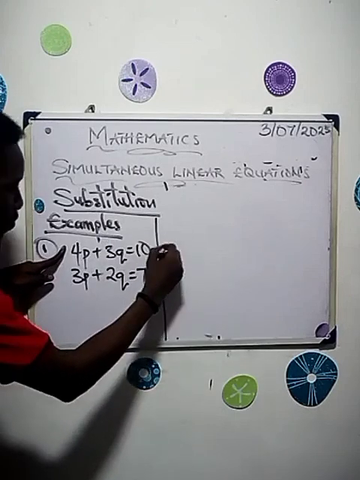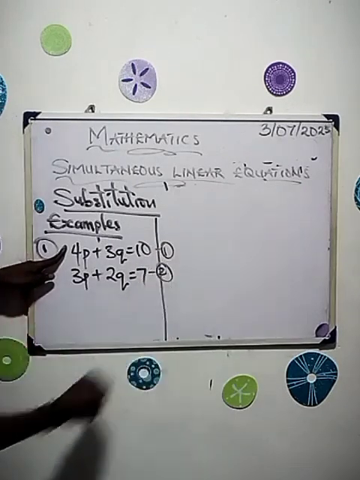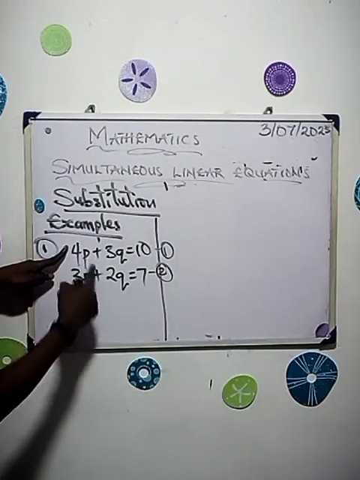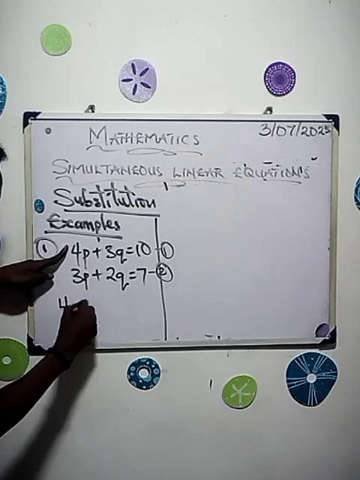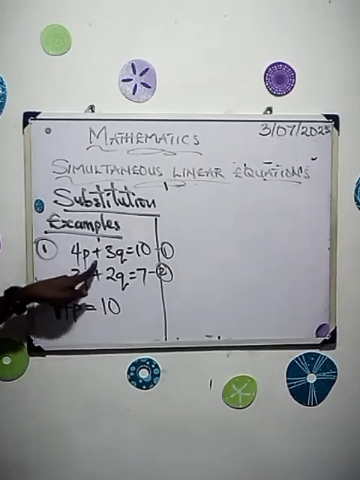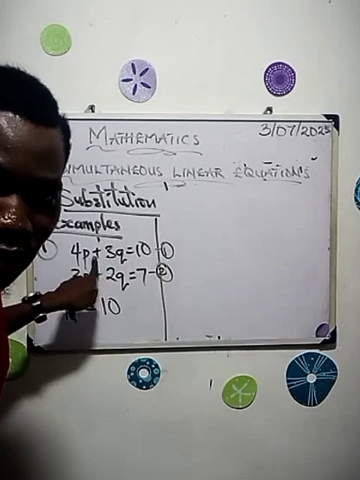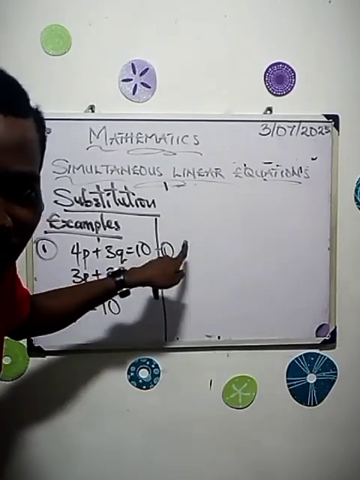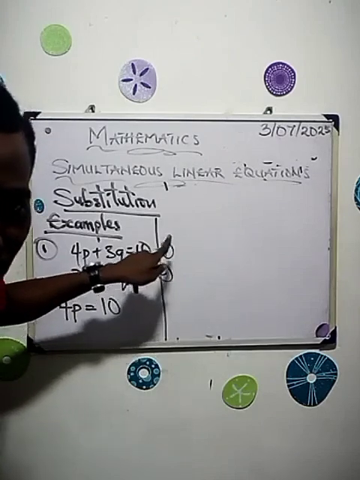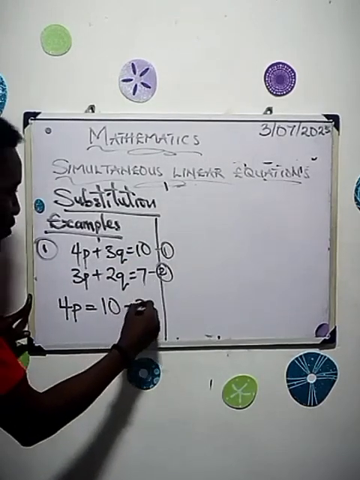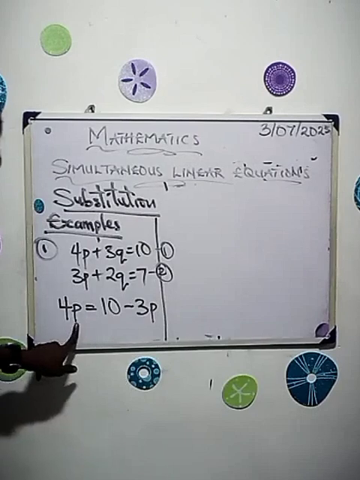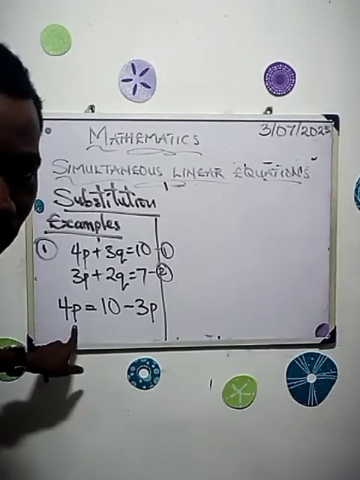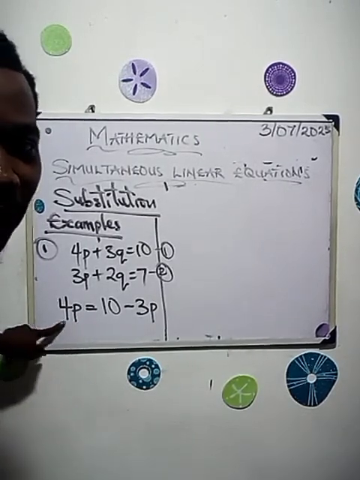So this is equation 1 and this is equation 2. Making P the subject of the formula, I'm going to have 4p equals 10 minus 3q, since I'm subtracting 3q from both sides. Again, we want to make p the subject of the formula, not 4p. So what do we do? We have to divide by 4.